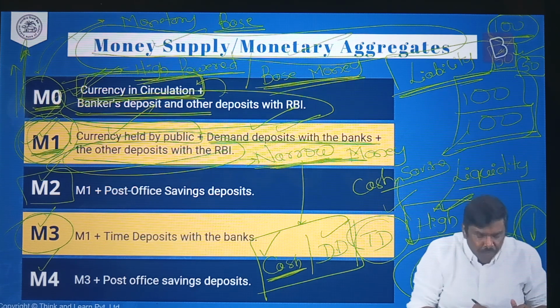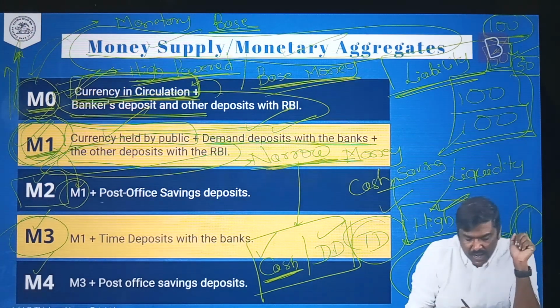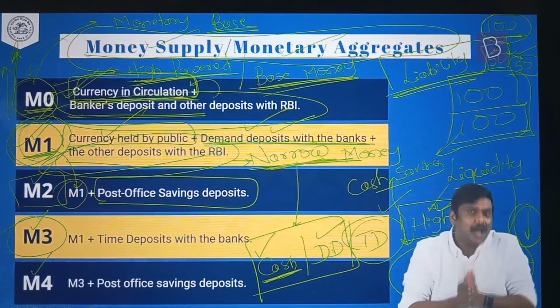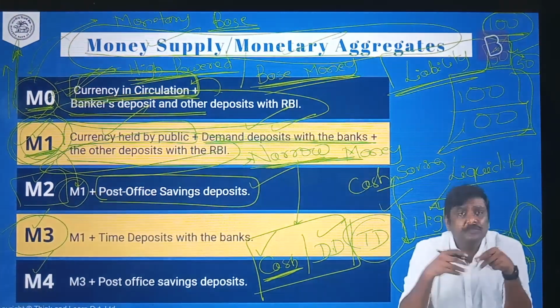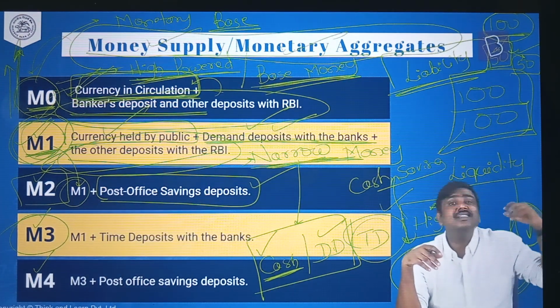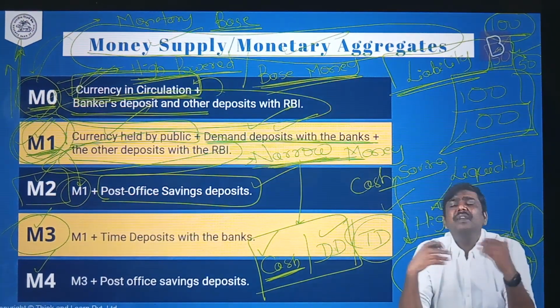Then let me go to M2. In case of M2, just take M1 as usual, and to M1 you add post office savings deposits. And please understand, RBI says that over a period of time the importance of post office deposits has kept on declining, because earlier in the 1960s, 70s, 80s, especially the 90s, these post office deposits were very prevalent.